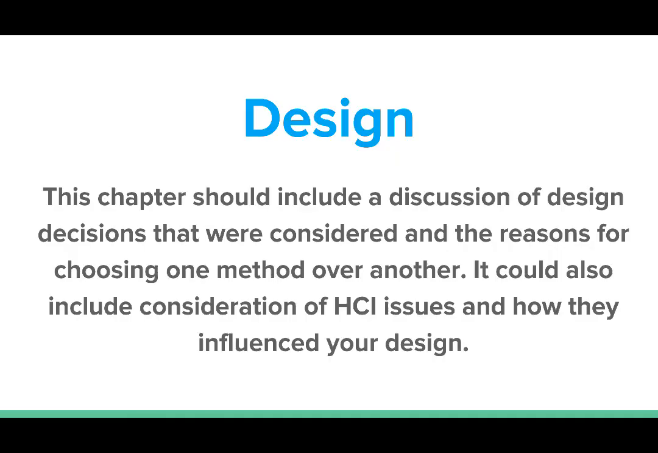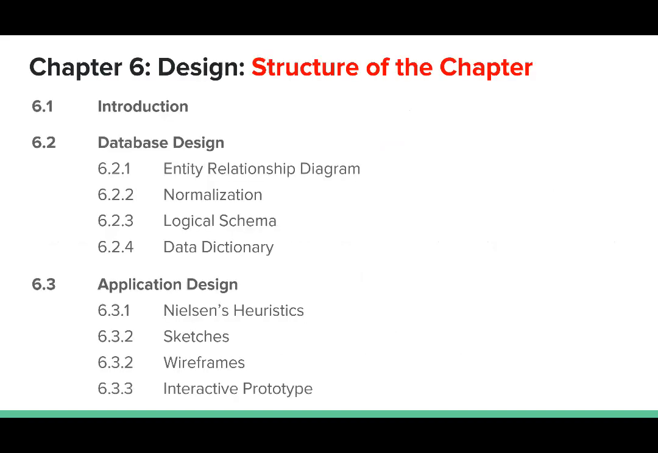So in terms of the design, what's the purpose of this chapter anyway? Really the purpose of this chapter is to discuss the design decisions that you would have considered and the reason you chose one approach over the other. And of course, it would include consideration for the human side of it, the HCI, human-computer interaction issues, and how these issues would have influenced your design. Now, in terms of the structure of your chapter, every chapter will have an introduction, and we will discuss this again. The introduction simply tells the reader what you're going to cover in the chapter.